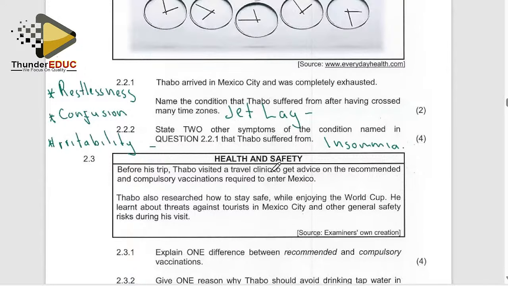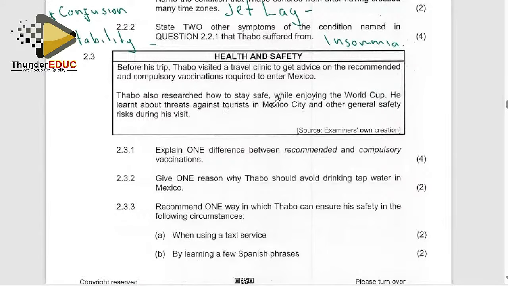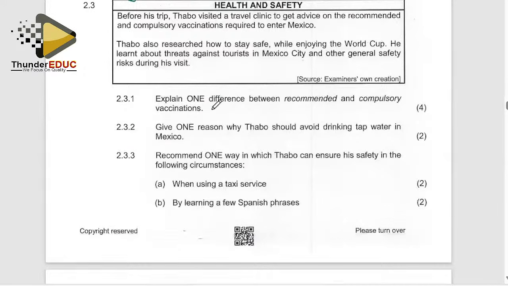Now, moving on to health and safety. Before his trip, Thabo visited a travel clinic to get advice on the recommended and compulsory vaccinations required to enter Mexico. Thabo also researched how to stay safe while enjoying the World Cup. He learned about the threats against tourists in Mexico City and other general safety risks during his visit. Explain one difference between recommended and compulsory vaccinations.